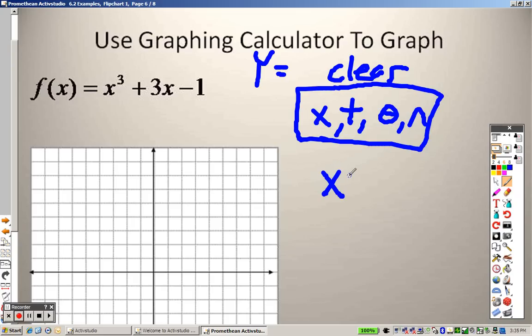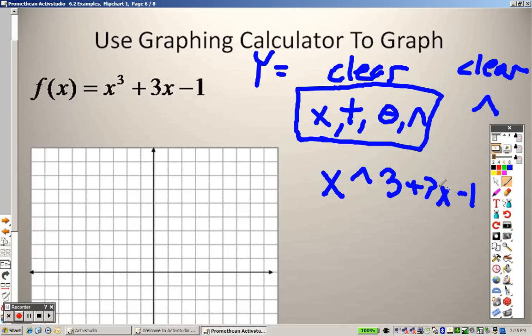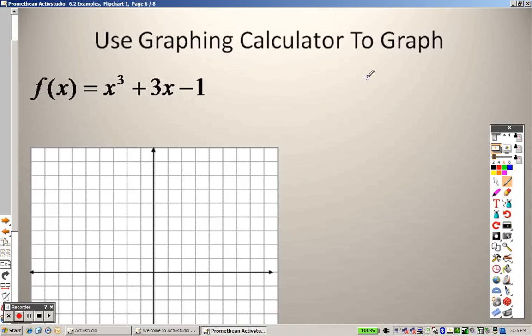So in order to get an exponent, right underneath the clear button there's a caret sign. Press that caret sign and then a 3. That means it's now x to the third power. Then you can just do plus 3x and minus 1. Remember, x is this button right here. After you press all of that, go to graph, the button at the top right corner.